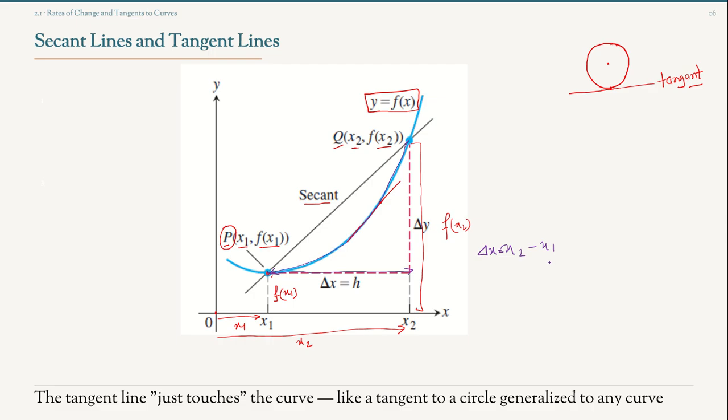And now if we consider the vertical distance or vertical change, then what can we say here? This one is f of x1. So from Q to the x-axis, that is f of x2. So what are the changes here vertically?